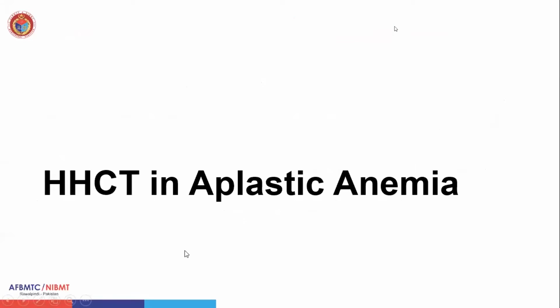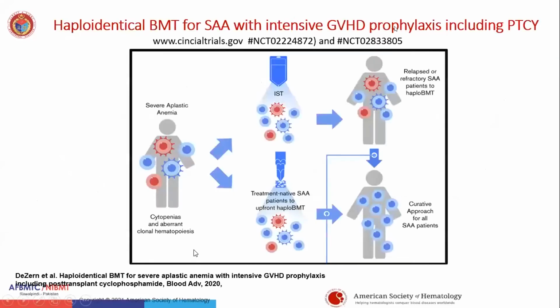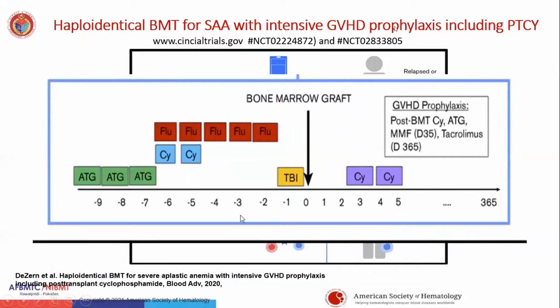So coming to aplastic anemia, this is an area of interest for us. And I'm going to be sharing this study that has come out of Johns Hopkins. They looked at 37 patients, some of whom had previously been treated with immunosuppressive therapy and had either relapsed or had refractory severe aplastic anemia. And some of the patients in this study were treatment naive. All underwent a haploidentical transplant with this conditioning regimen based on ATG, fludarabine, cyclophosphamide, and TBI.